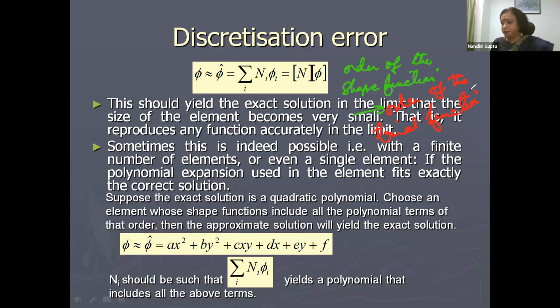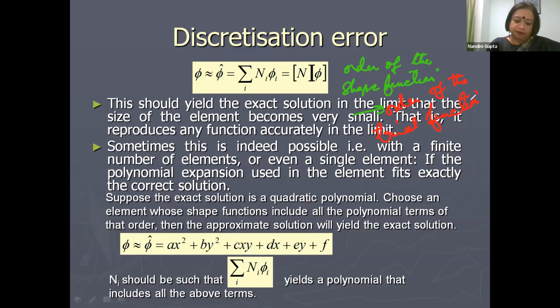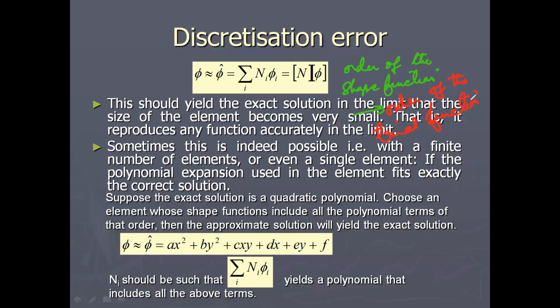Teja? Girish? Yes, ma'am. What did you understand? For the trial function to be errorless, exact, choose a trial function which is of the same order. For that, the order of the shape function should be the same as the trial function. Okay, good.